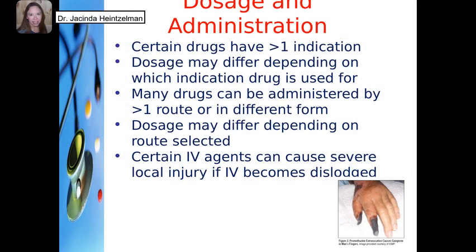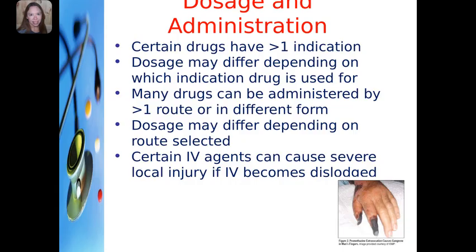When it comes to the dosage of the medications and administering the medications, you need to remember that some of these medications have more than one indication, or more than one reason why we will give that medication. And then, of course, the dosage may differ depending on which reason we are giving the medication for. And again, like I already said, many of these medications can be administered by more than one route or even in a different form, and you're going to learn more about these different medications. And then the dosage may differ depending on the route selected, like I mentioned before.